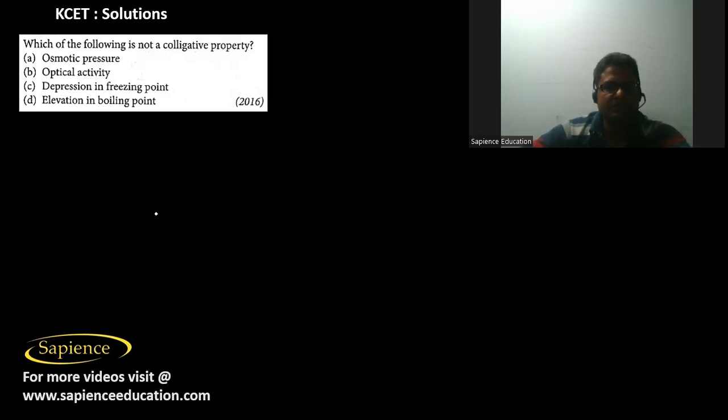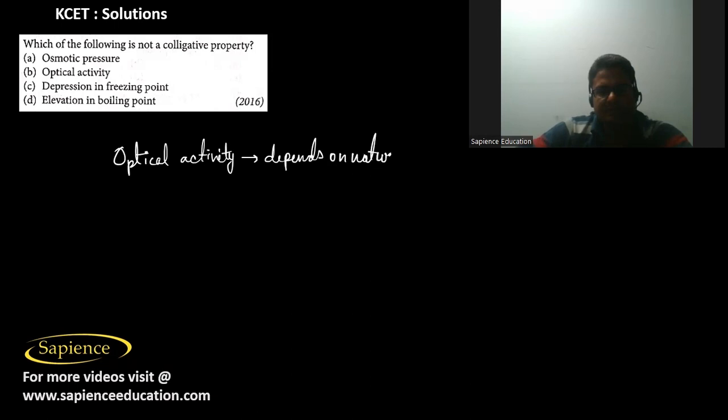Then here it is told which of the following is not a colligative property: osmotic pressure, optical activity, depression in freezing point, elevation in boiling point. So optical activity depends on the nature of the solute. It means whether the solute is an optically active substance or not. So it means that it is not a colligative property.